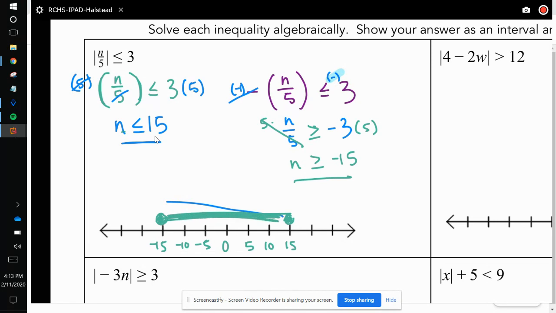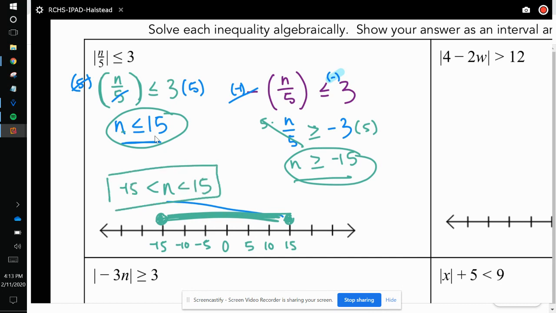So I have to be greater than negative 15 and less than 15. We write it like this: n is greater than negative 15 and less than 15, because it's an and statement.